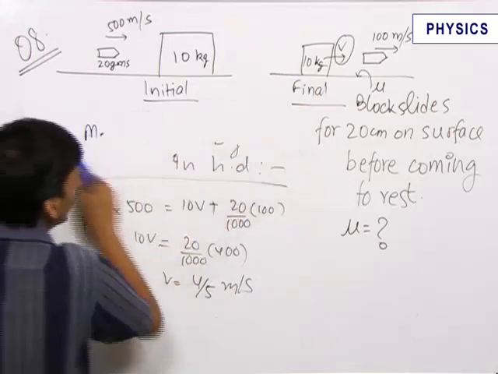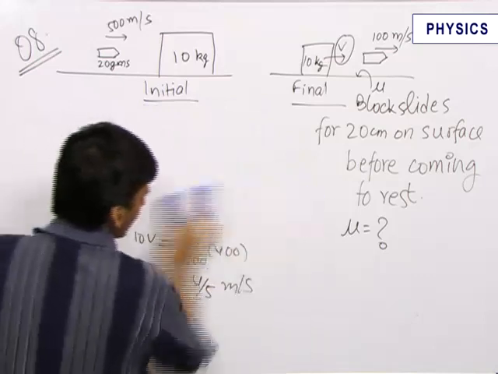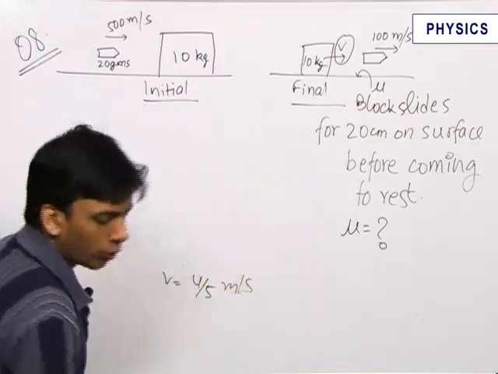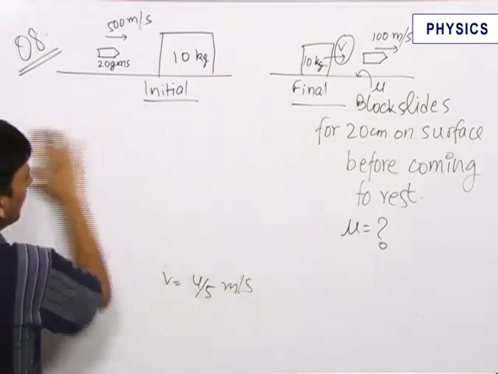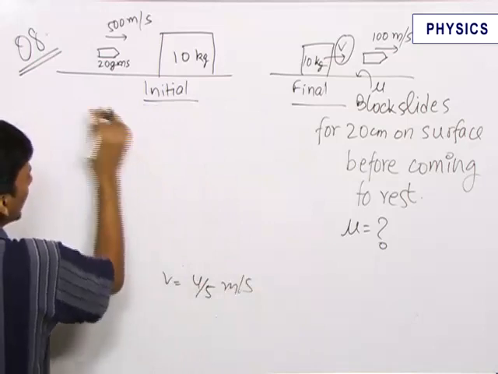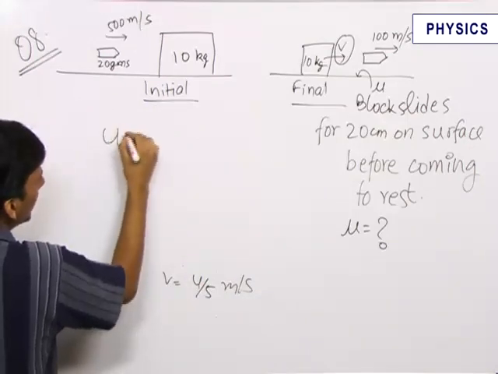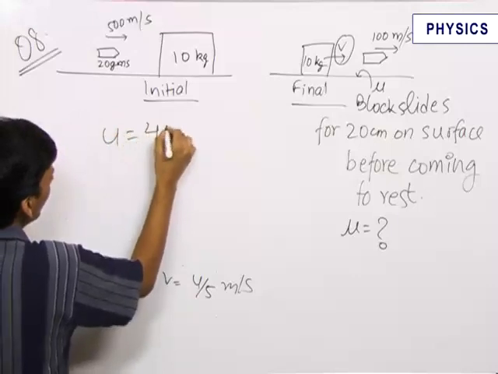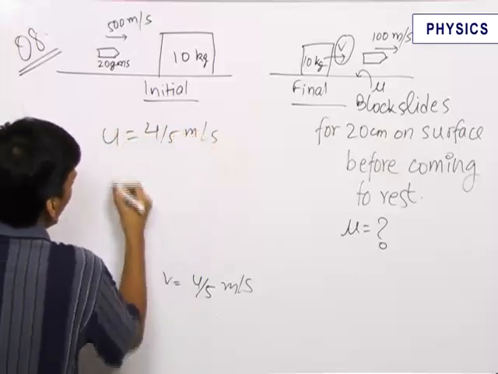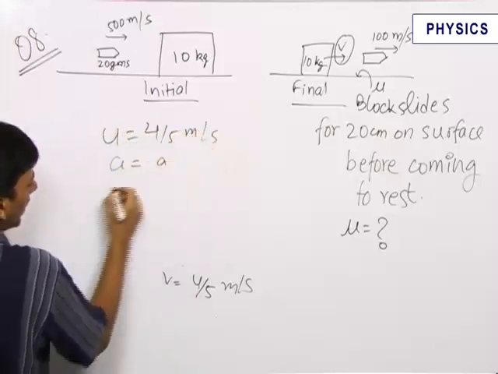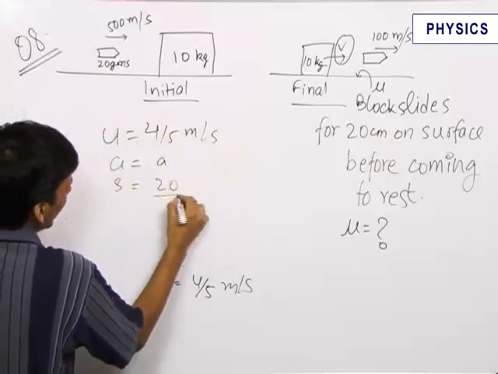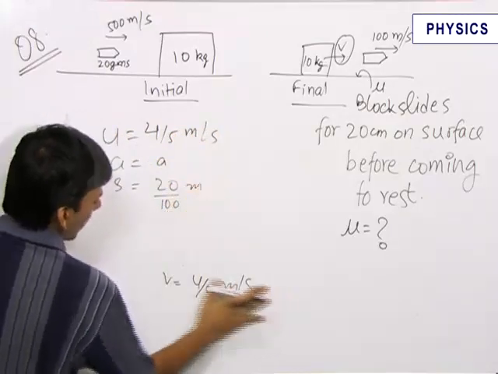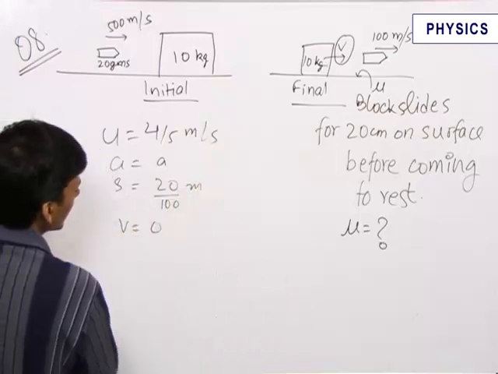Now let us find out what the coefficient of friction is. For finding out that, we use the formula for rectilinear motion. U is equal to 4 by 5 meters per second. Let the acceleration be A. Displacement is equal to 20 by 100 meters. And final velocity is 0.